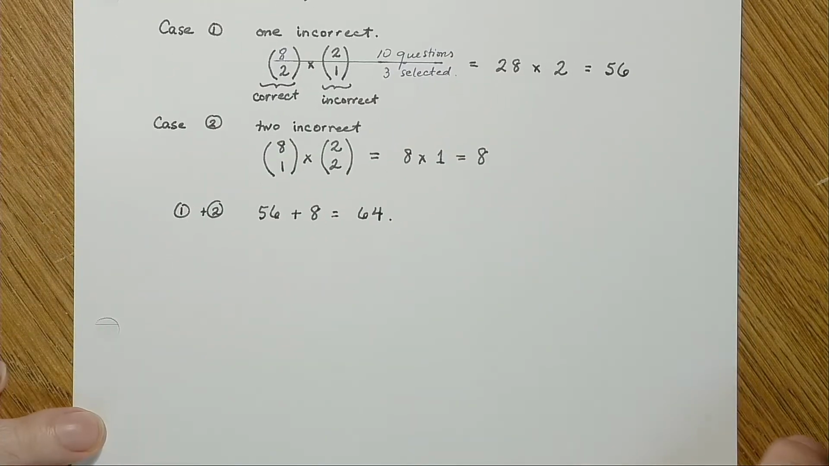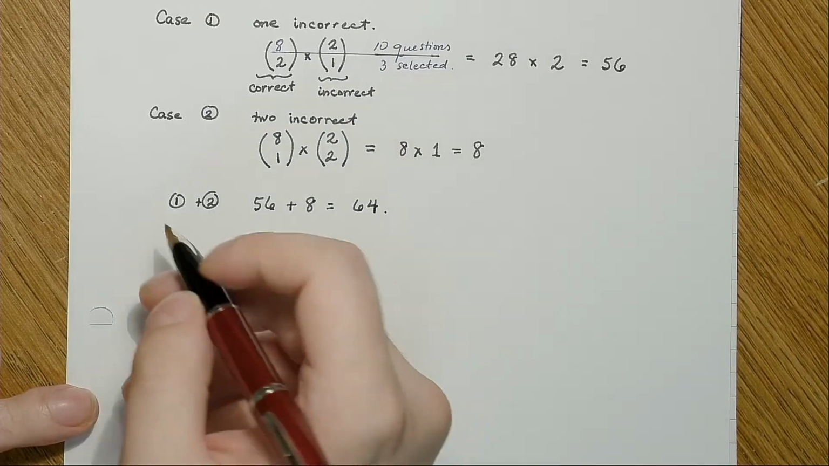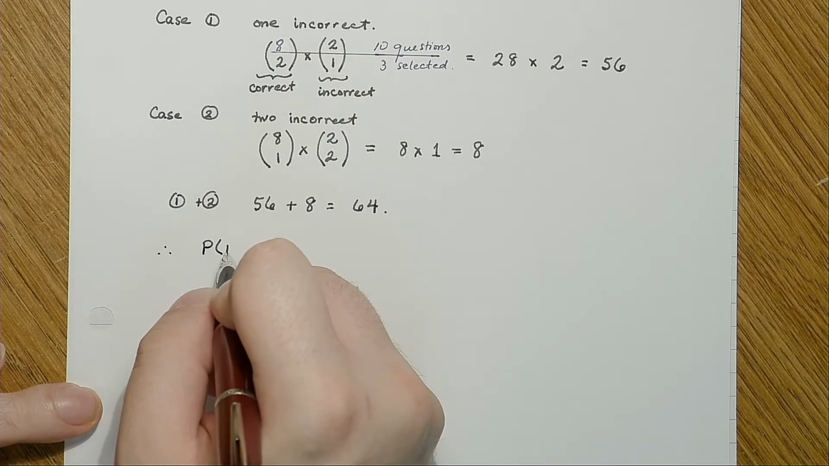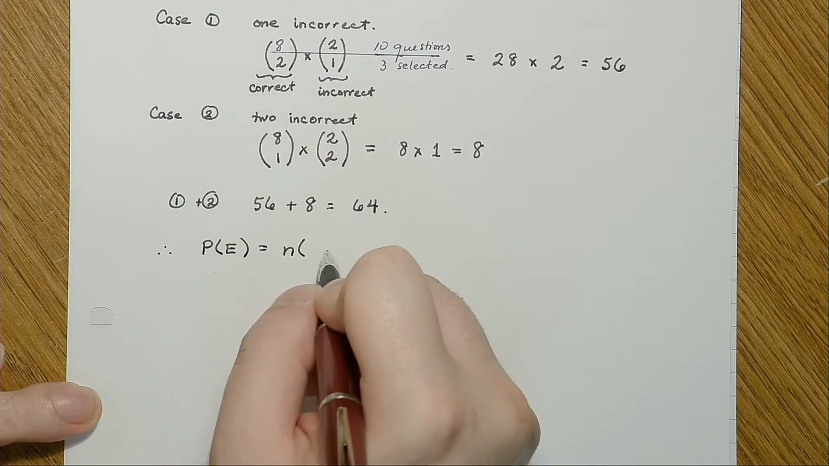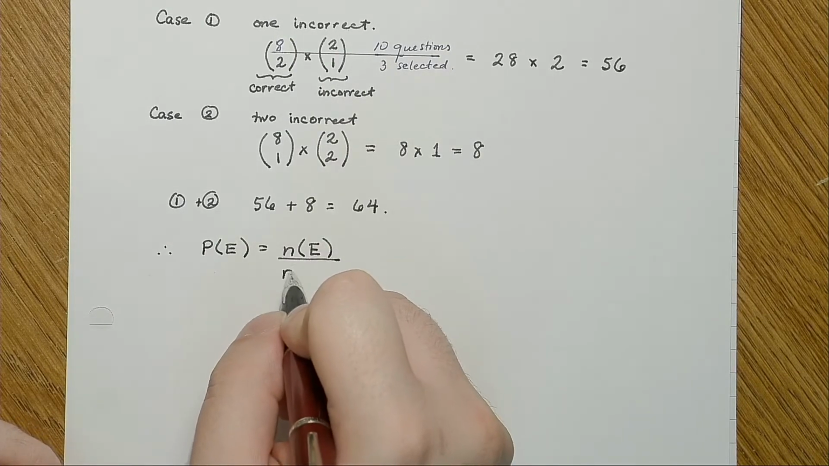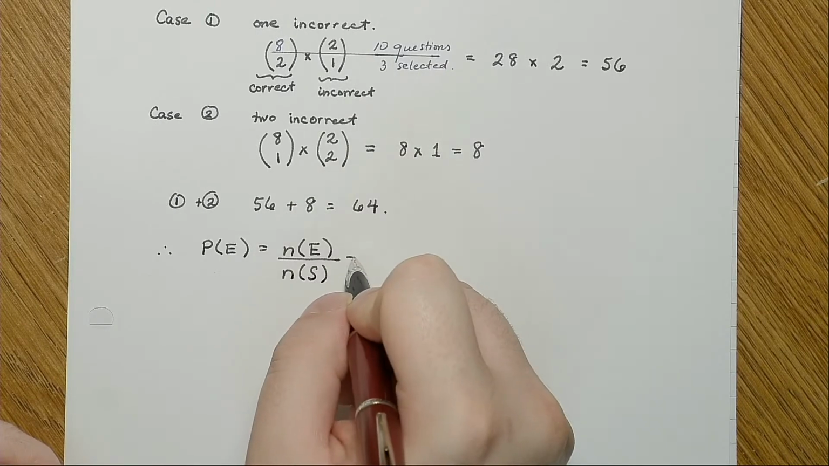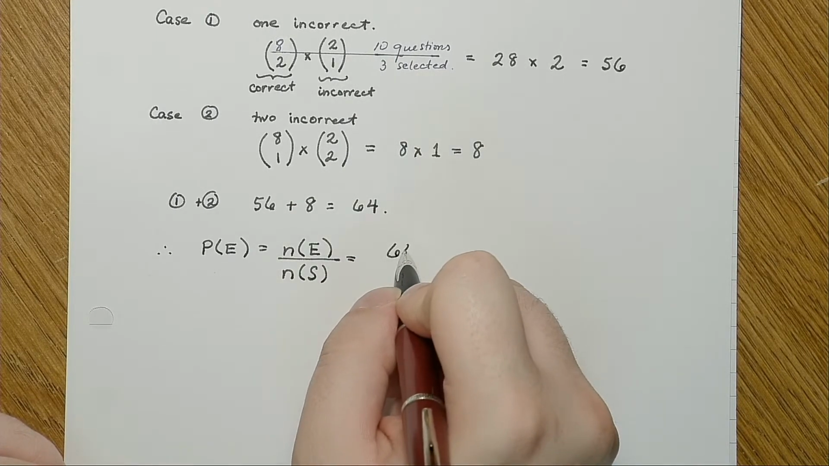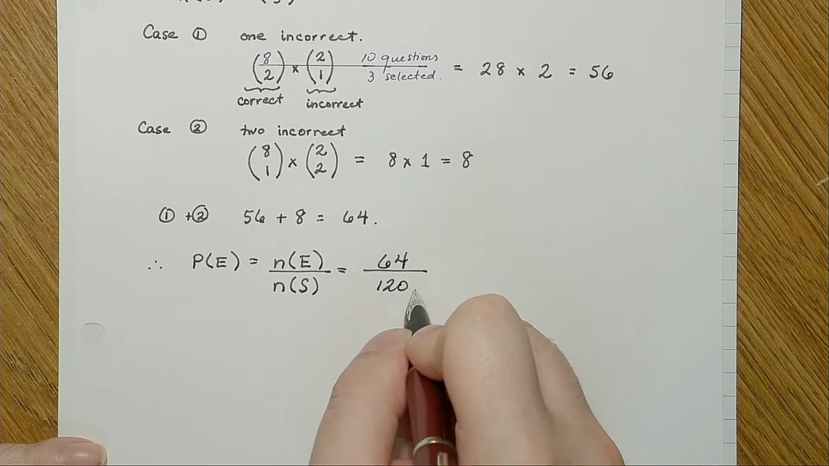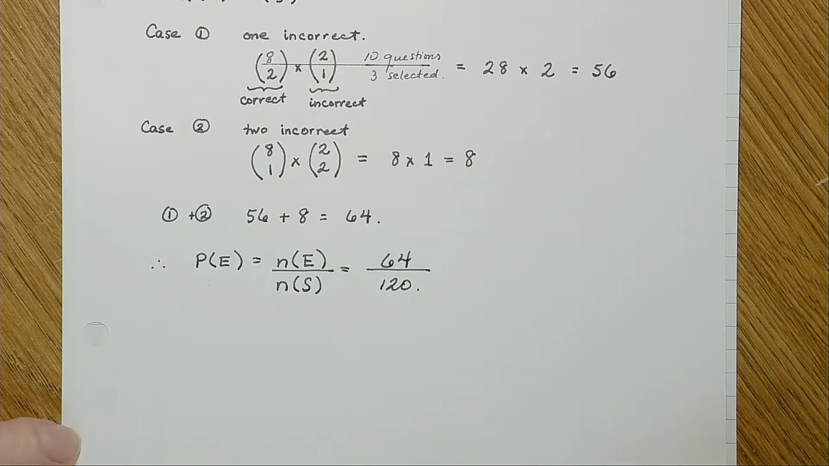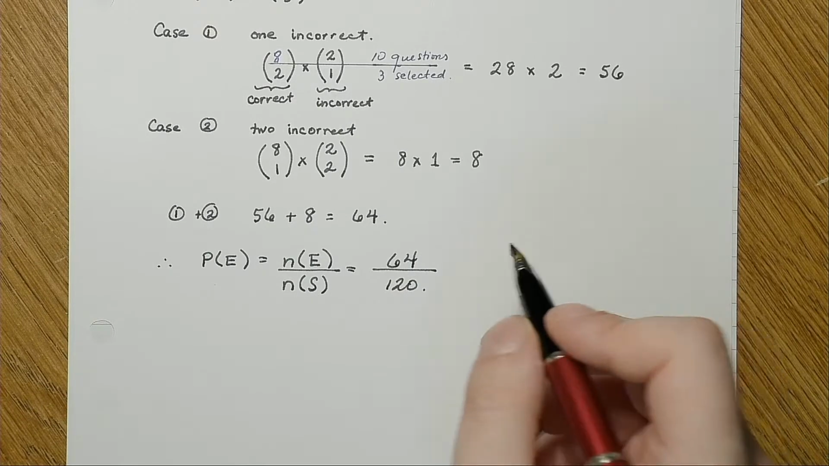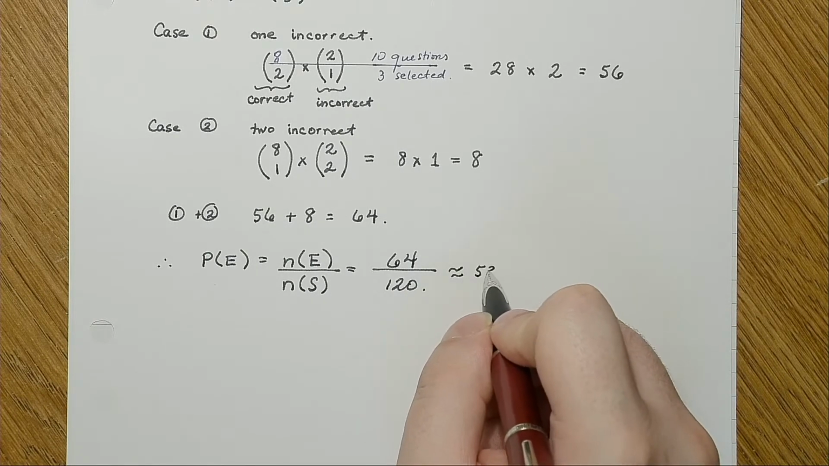Okay. So, therefore, the probability of event E is the number in E over the number of the sample points. So I get 64 over 120. Okay, and again, that is still approximately 53.3%.